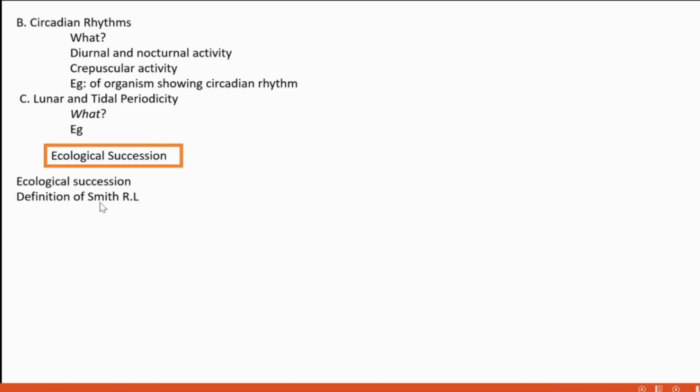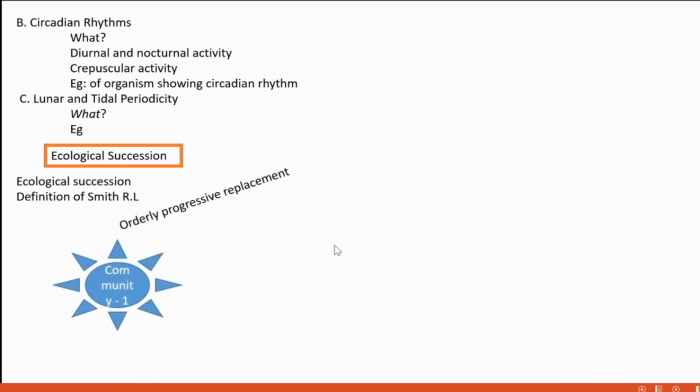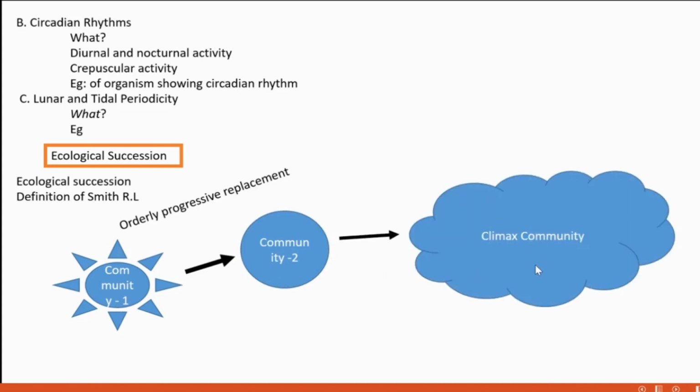Ecological succession. Ecological succession is the definite sequence of communities occupying the same area over a period of time. What is ecological succession? It is a definite sequence of communities found in the same area over a period of time. Such a process is called ecological succession. According to Smith, it is an orderly progressive replacement of one community by another community, and this community by another, and finally it attains the climax community.